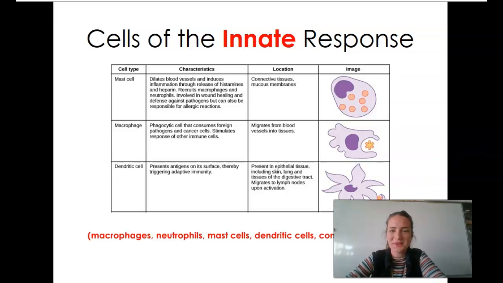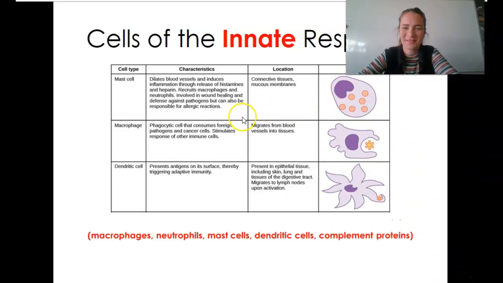All right, so these cells of the innate immune response. Where can I put my face? I'll cover part of the heading.